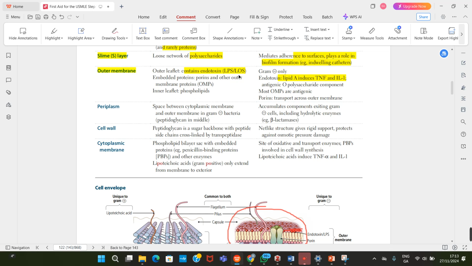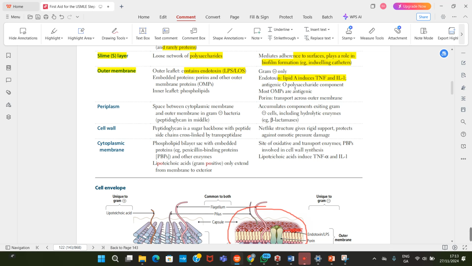Lipo-oligosaccharide, because you are coupling lipid to an oligosaccharide. But the lipid is constant to two of them. That lipid is actually what you are further interested in. What is that particular lipid? Lipid A. You forget this at your own risk.